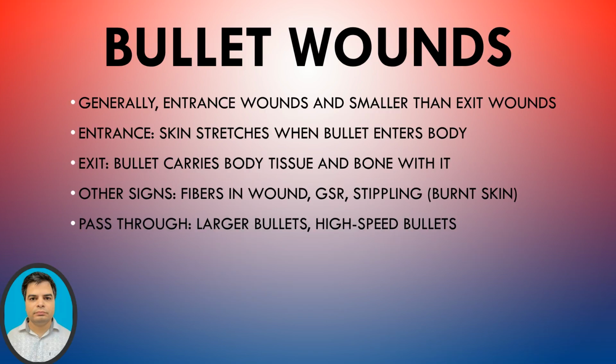Entrance bullet wounds are generally smaller than exit wounds because the skin stretches as the bullet enters. Exit wounds are larger as the bullet carries body tissue and bone with it. Other signs include fibers, gunshot residue, and stippling, or burnt skin. Pass-through wounds are typical of larger or high-speed bullets.